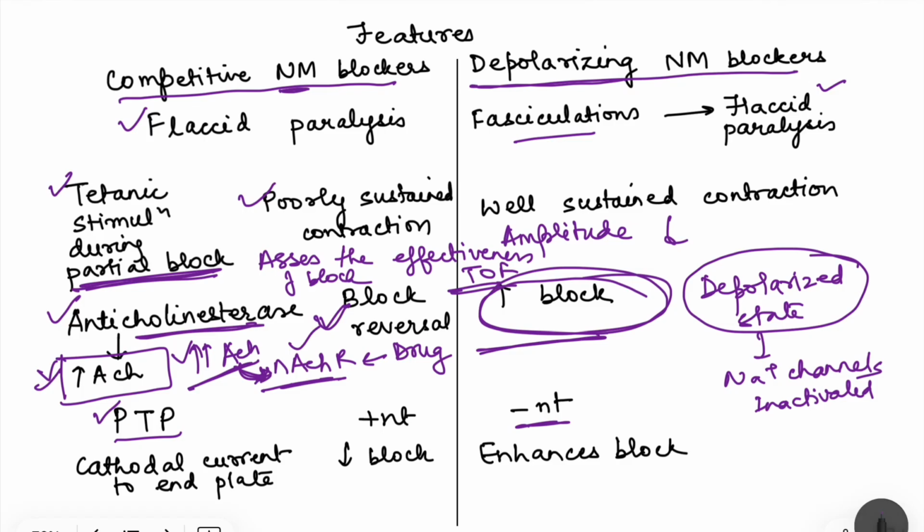Then another thing is, what is the effect of cathodal current on the end plate? Cathodal current is basically, just remember, adding negative charge on the outside of the membrane, and when we add negative charge on the outside of the membrane, the muscle gets depolarized, and if it is getting depolarized, that means in competitive neuromuscular blockers it is going to decrease the block. Here we have seen that acetylcholine is depolarizing and reversing the block. So similarly here, depolarization will reverse the block, and it enhances the block in case of depolarizing neuromuscular blockers.